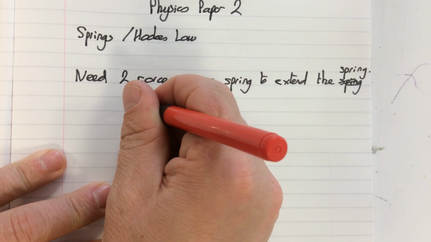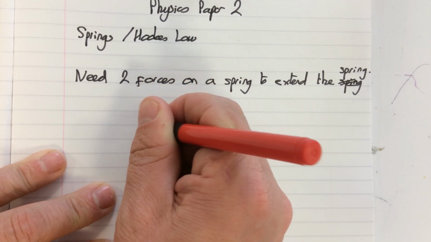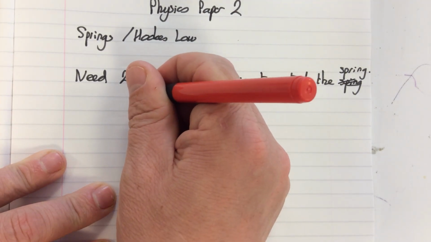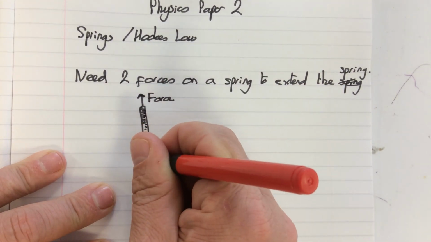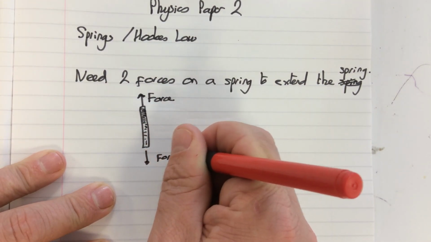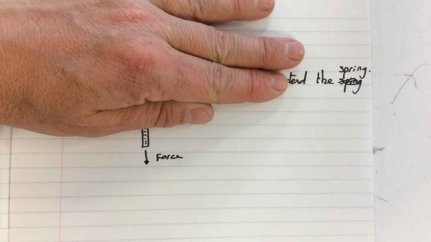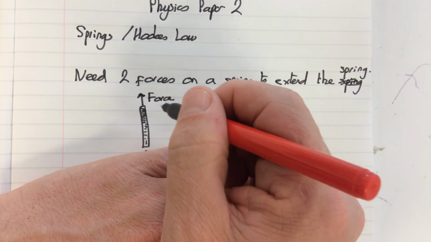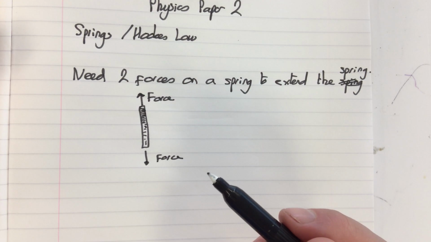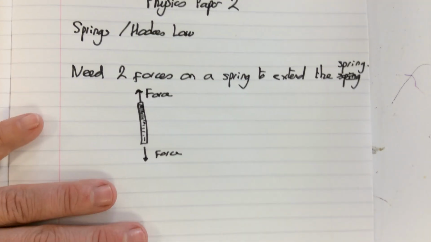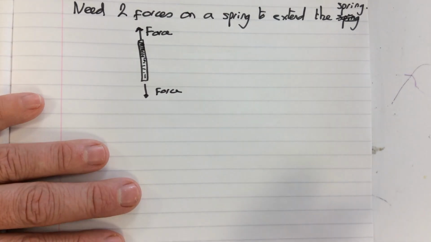So imagine that we've got a spring. So there's all the different parts of the spring. We need a force there, and we need a force acting down. If we only had a force acting down, then the spring would just go in that direction. If we only had a force acting upwards, the spring would go upwards. So we need two forces to make sure the spring stays where it needs to stay. Okay? Right. So, mentioned extension. That's really important because you need to know how to work that out.